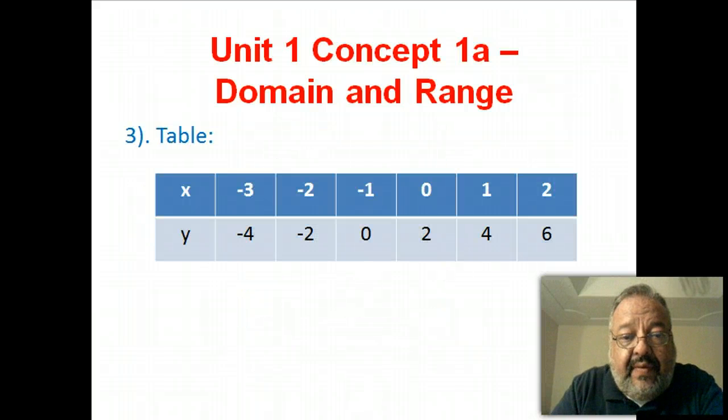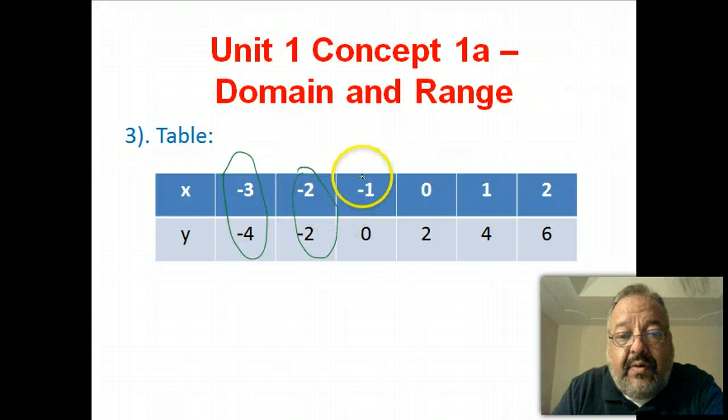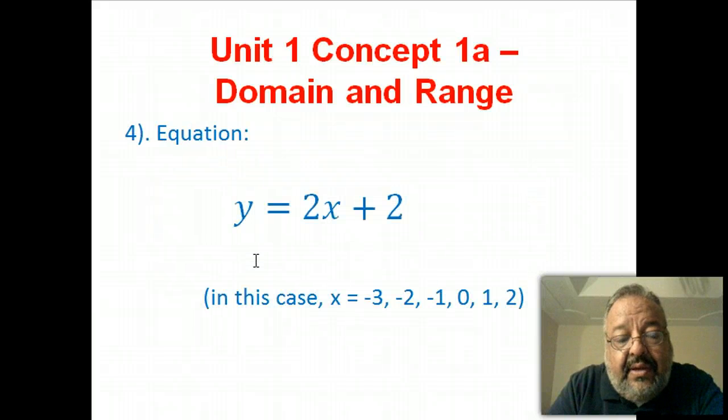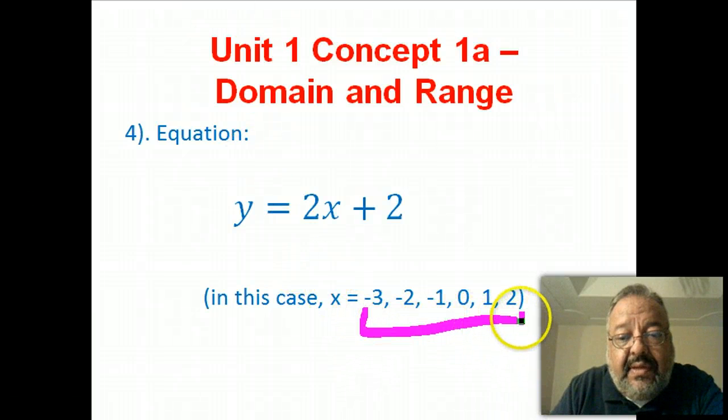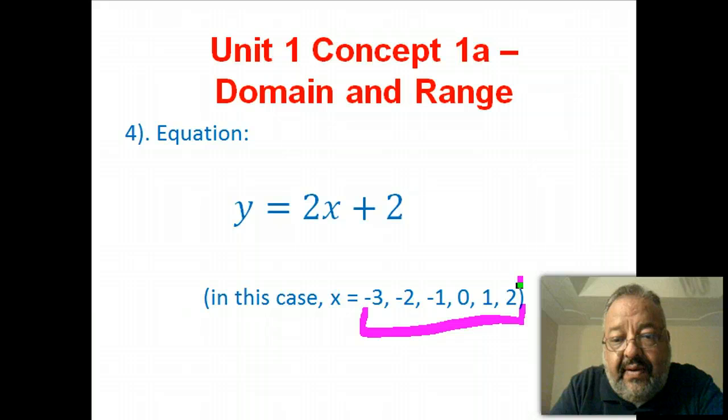You can also use a table. So you have the X, Y values again, and you have the pairs that go here. These are ordered pairs: -3, -4, -2, -2, etc. You can also use an equation. For this case, we're limiting the X value to only these numbers here, -3, -2, -1, 0, 1, and 2, so that we can get the values that we're looking at here.